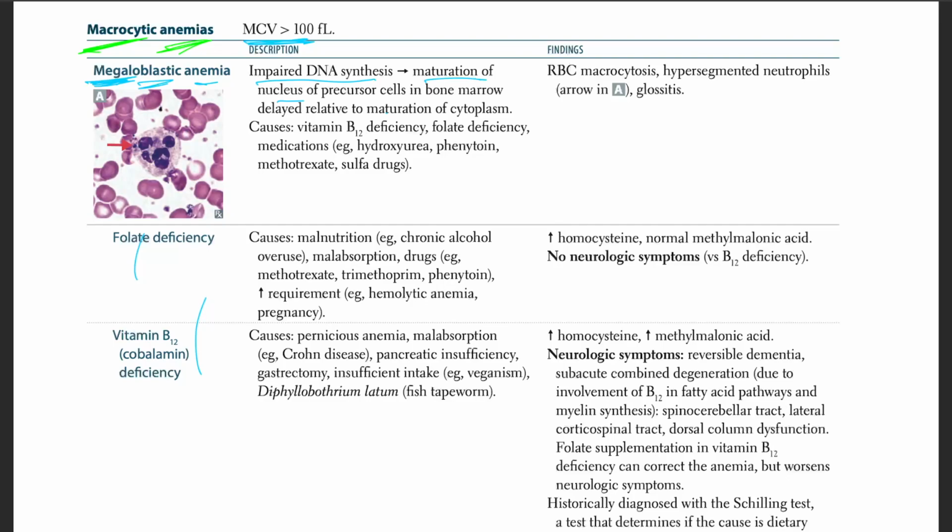So maturation of the nucleus is delayed relative to the maturation of cytoplasm, because the nucleus needs the vitamin B12 and the folate to be completely mature. When you are deficient in either of them, it causes delayed maturation relative to cytoplasm. What are the causes? B12 deficiency, folate deficiency, medications. Hydroxyurea causes that, phenytoin causes that, methotrexate and sulfa drugs.